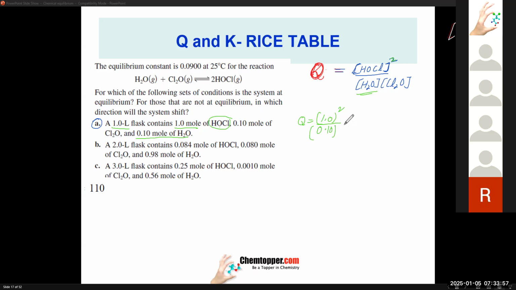What's the concentration of Cl2O? I'm calculating Q for the A part. We are working with the A part. 1.0 squared over 0.10 times the concentration of Cl2O. Same, very good, Kavya. Pragnya, you're not answering anything. So what's the final answer? What is Q? Sanjeev, Shashank, Anish. Anish, mathematically, what is the answer here? You can do it without a calculator. 100.